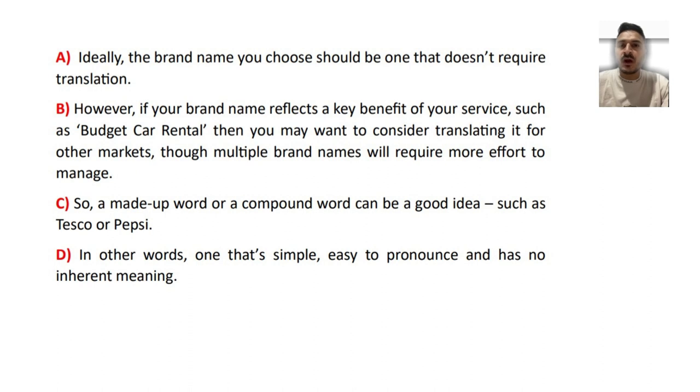Guys, you have to read all the options one by one from the starting, like A, B, C, D. We have 4 options. Let's start from the beginning. Ideally, the brand name you choose should be one that doesn't require translation. When you check this question, B, C, D, all 3 options are starting with conjunctions or connectors. In the B option, the word however is a connector. In the D option, in other words, is a connector. C, so, is a conjunction. Whenever you find any option that starts with a conjunction or connector, that option will never come as an independent sentence.